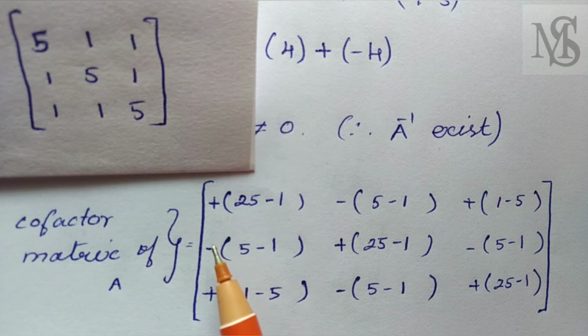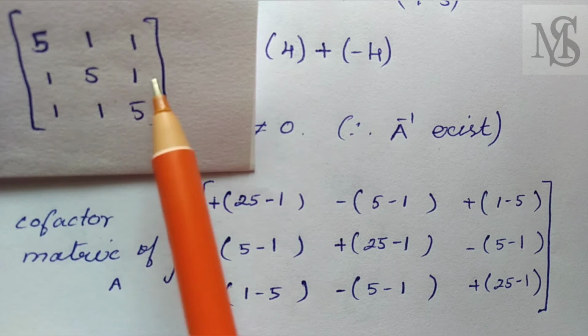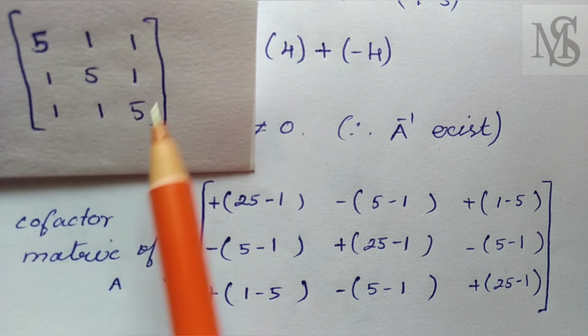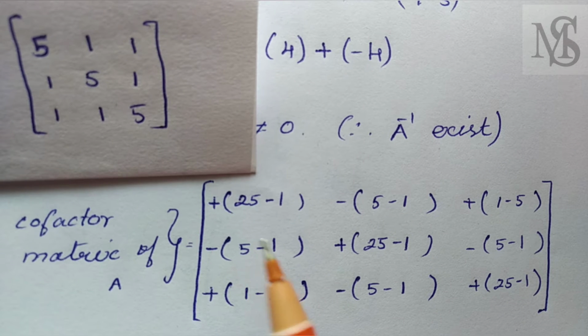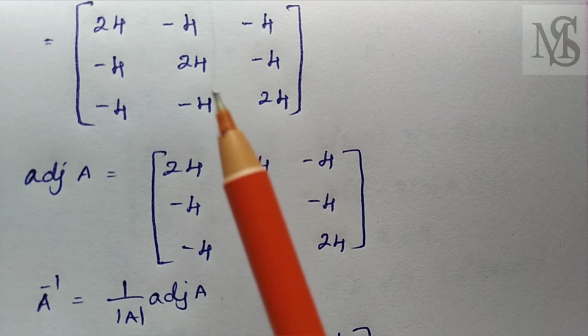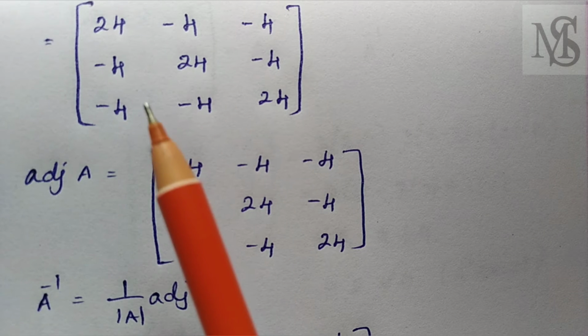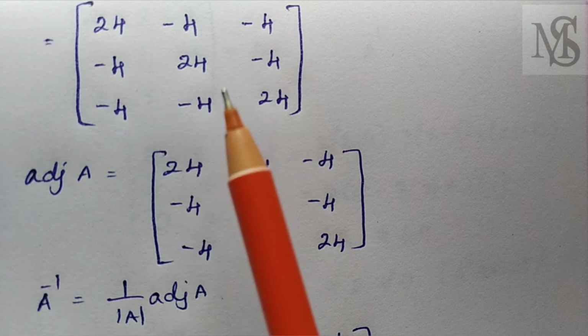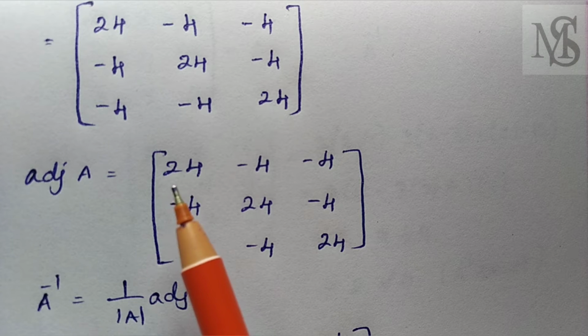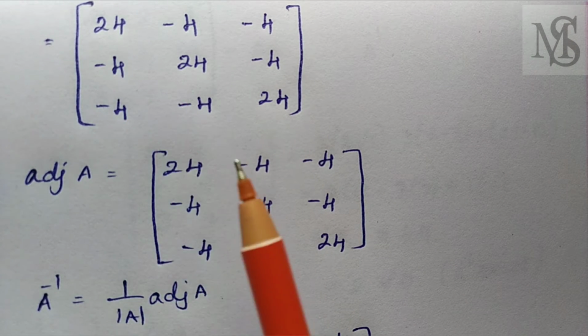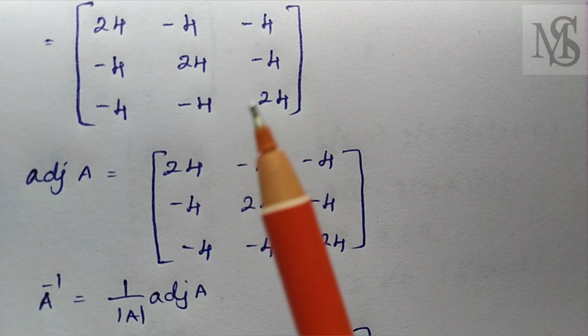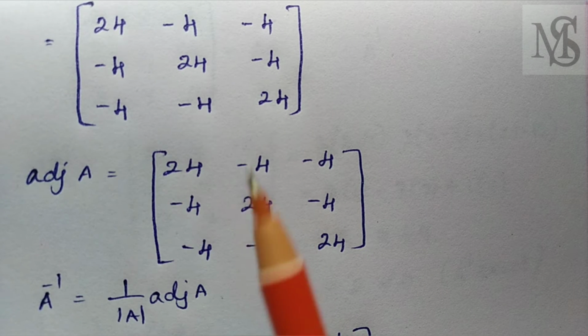Next here, without considering the values which are in the second row and the first column, the remaining values have to be cross multiplied and subtracted. 1 into 5 is 5, minus 1 into 1 is 1. Like that we have to cross multiply and subtract and write every value. After writing, if we simplify, we get a matrix like this. This is the cofactor of matrix A. We have to find adjoint A. Adjoint A is equal to the transpose of this cofactor matrix, that is 24, -4, -4. If the cofactor matrix is changed into adjoint A, it is the same matrix only.